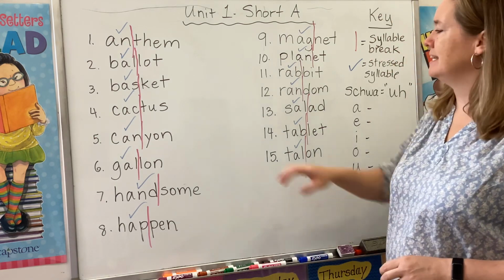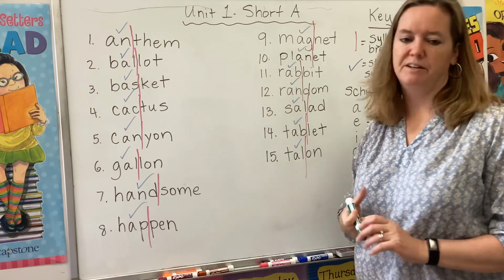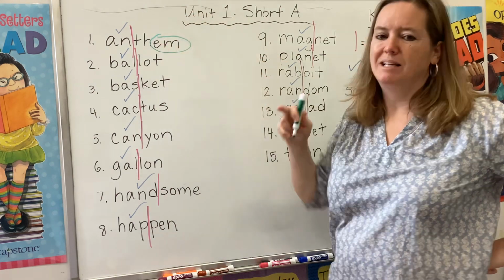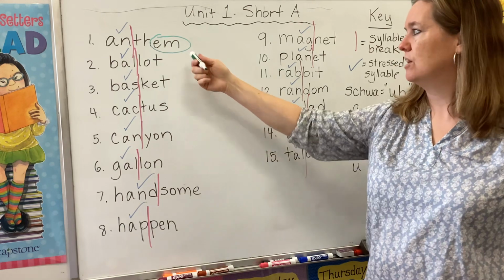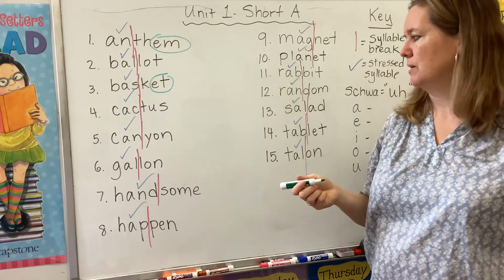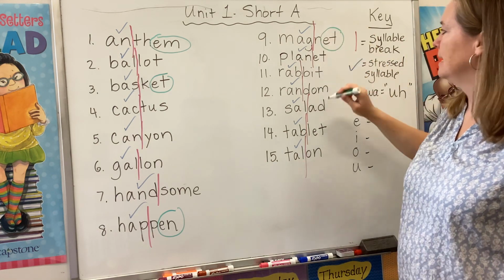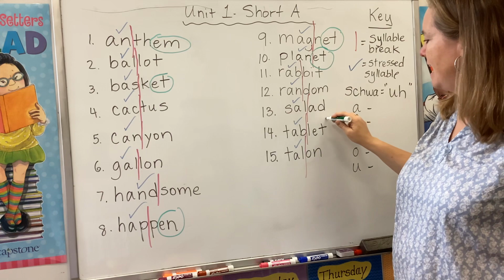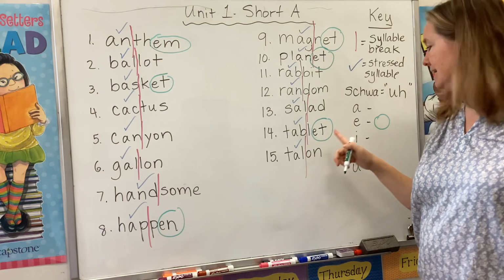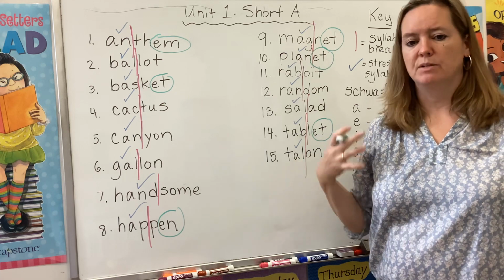Let's start by finding everything that uses E to make the schwa sound. So I'm going to use green for this. So I have anthem. Notice that E makes an uh sound, not an eh sound. So we have anthem, basket, there's that sound again. Happen, magnet, planet, tablet. Okay? Wherever you see me circling in green, we have an E that is not making the E sound, it's making an uh sound. It's a schwa.